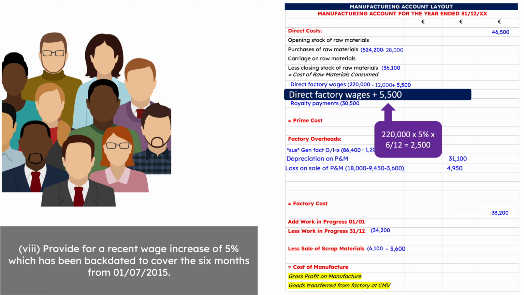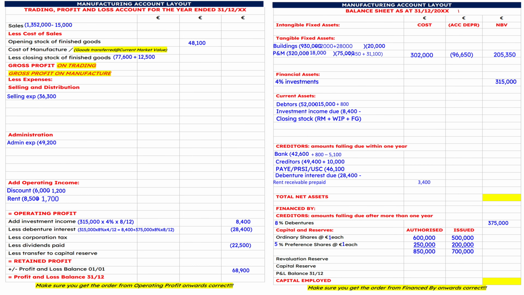Okay, and so let's think. We owe that, but we haven't paid the employees yet. So we need to do wage increase due, €5,500 there. So that's important. All right.